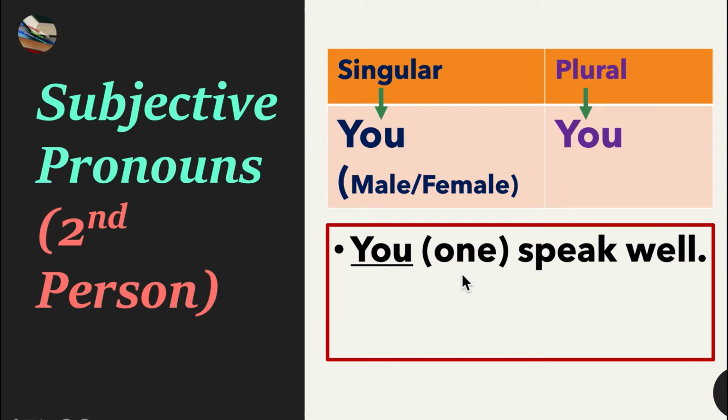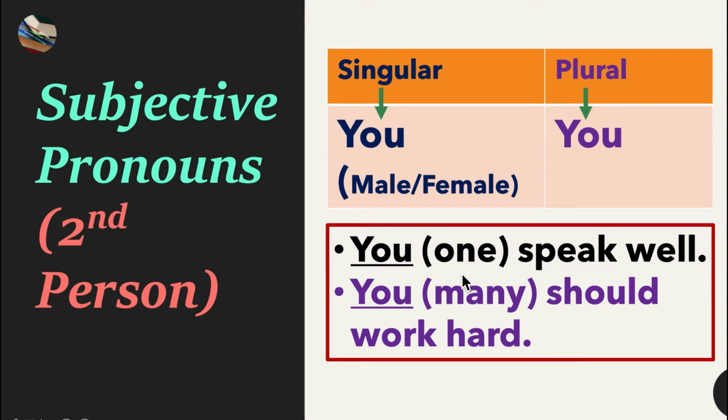Here you refers to one person, one individual. You should work hard. Here you refers to plural, to many. For example, you are in the classroom and there are so many students, and as a teacher I say you should work hard. Here you refers to all you students. Therefore, you here includes male and female but is plural.